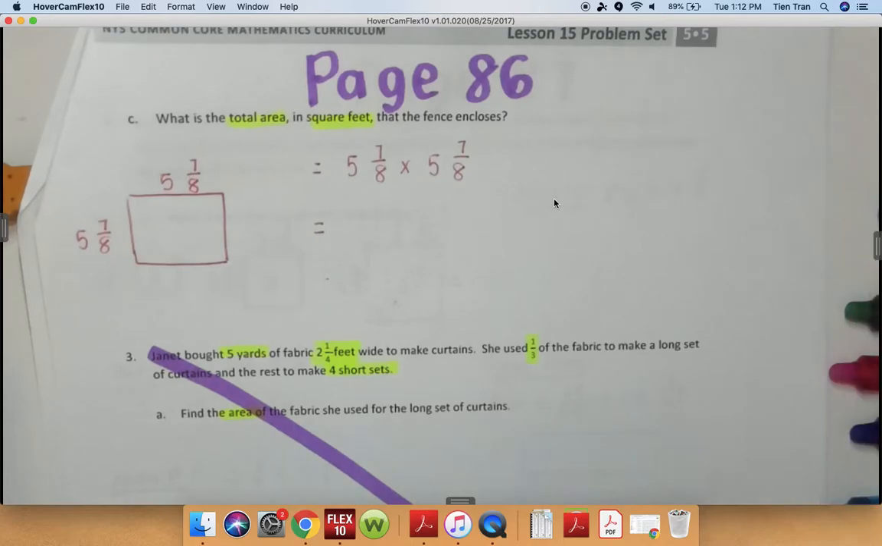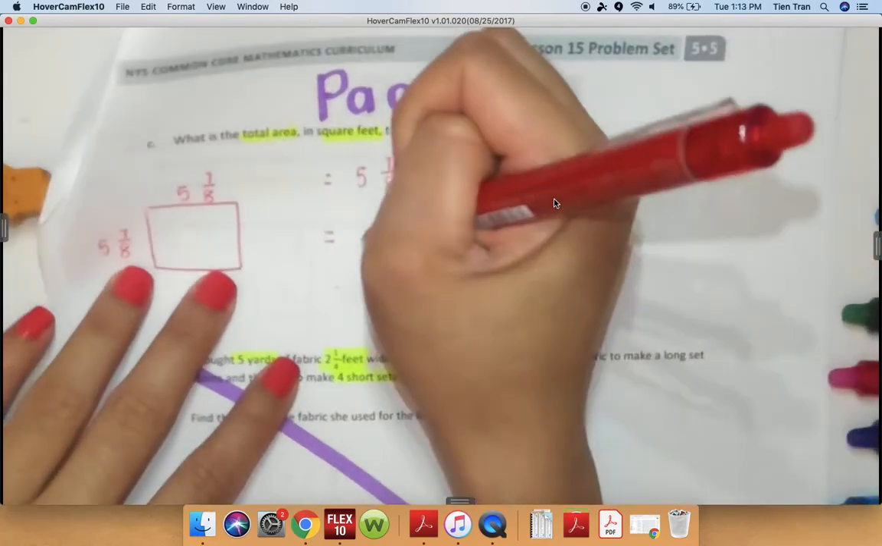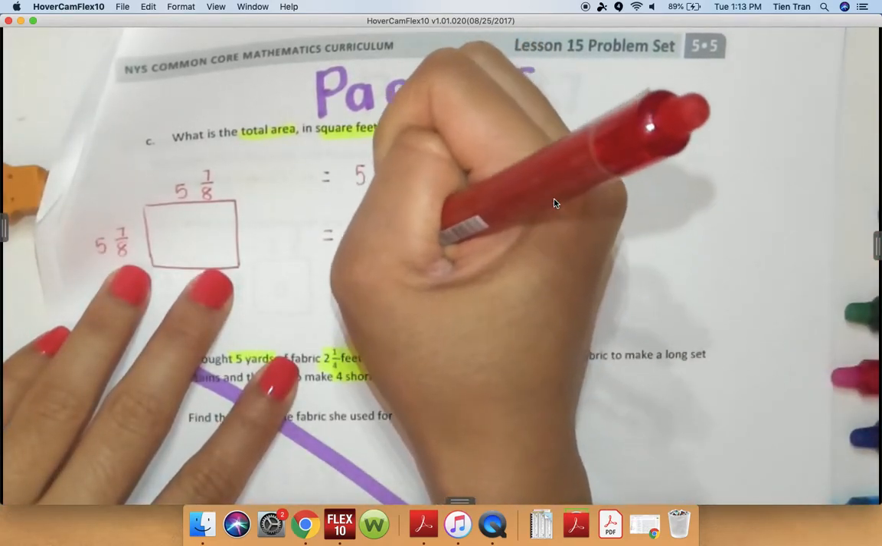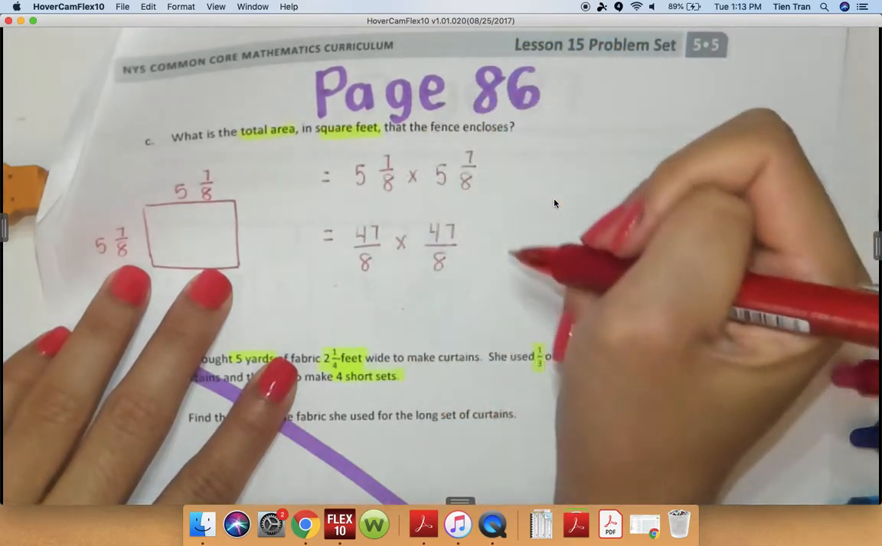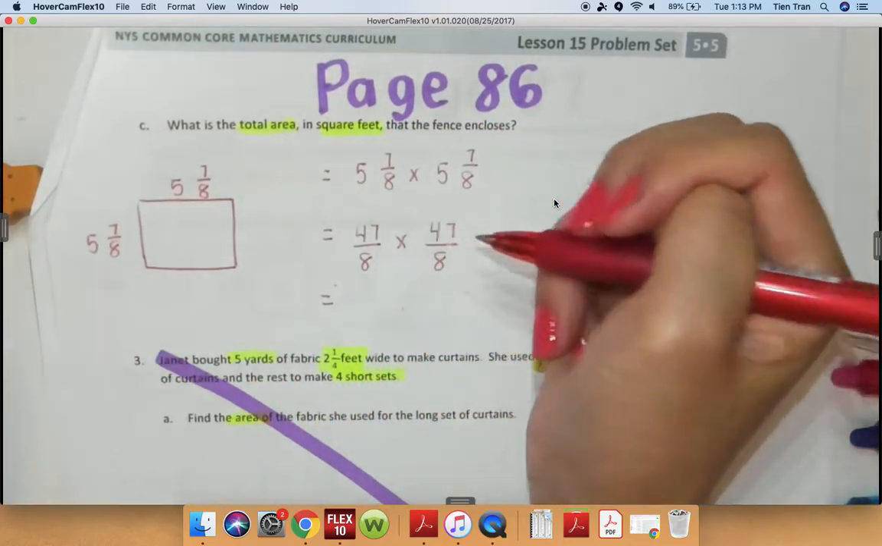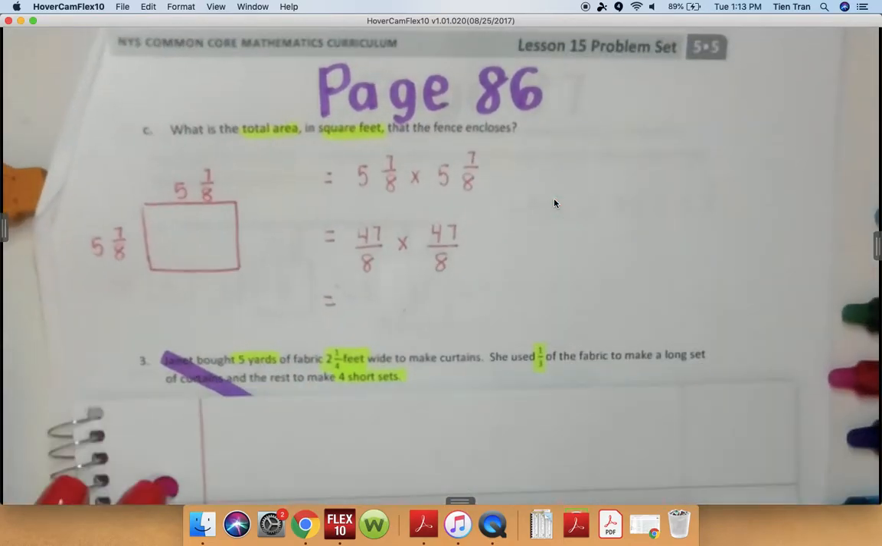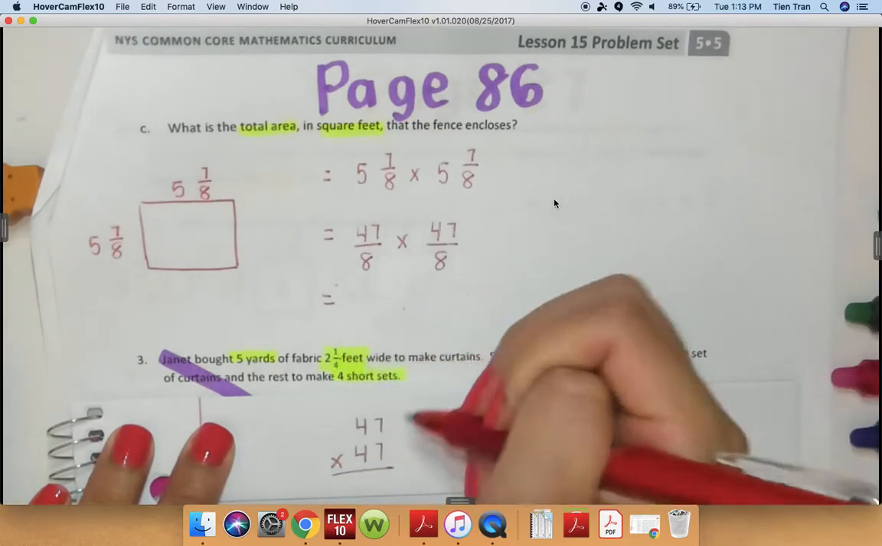I'm going to multiply 8 times 5, which is equal to 40, and 40 plus 7, which is equal to 47 over 8 times 47 over 8. They're both the same, so that's where I'm getting 47 over 8. Now I'm going to multiply 47 times 47. So right here, you're going to see 47 times 47.